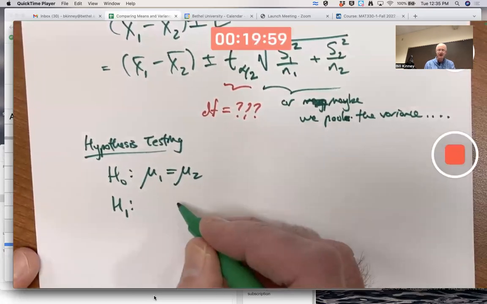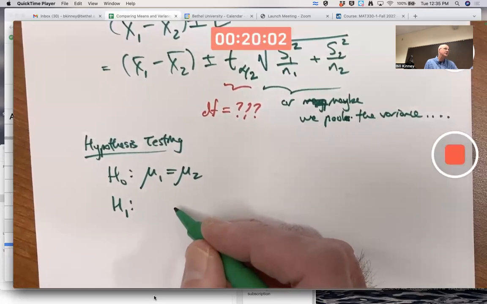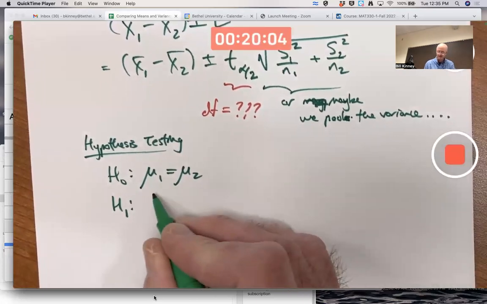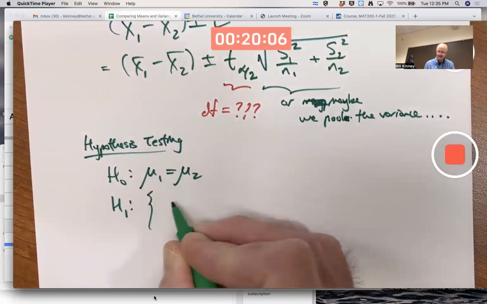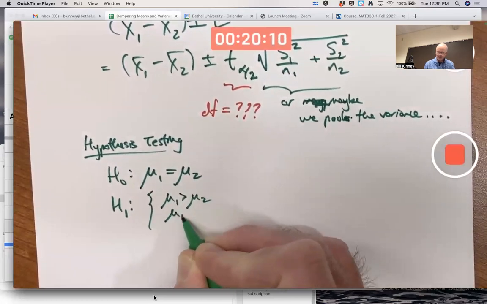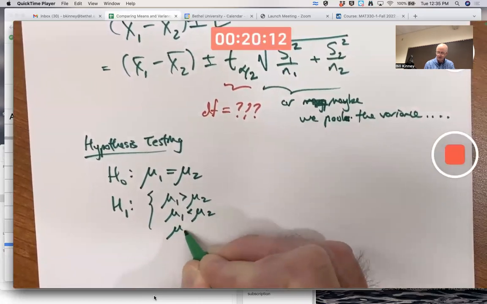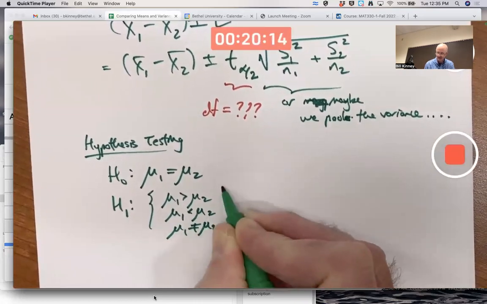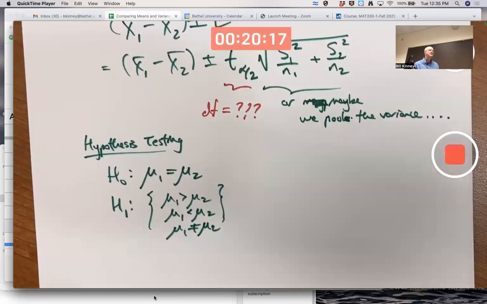What's the alternative hypothesis? Well, it could be right-tailed, left-tailed, or two-tailed. Sometimes Dr. Wetzel would write that like this. It could be one of these three, right-tailed, left-tailed, or two-tailed. I'm writing all three of these, but again, in any one problem, it would be just one of them.